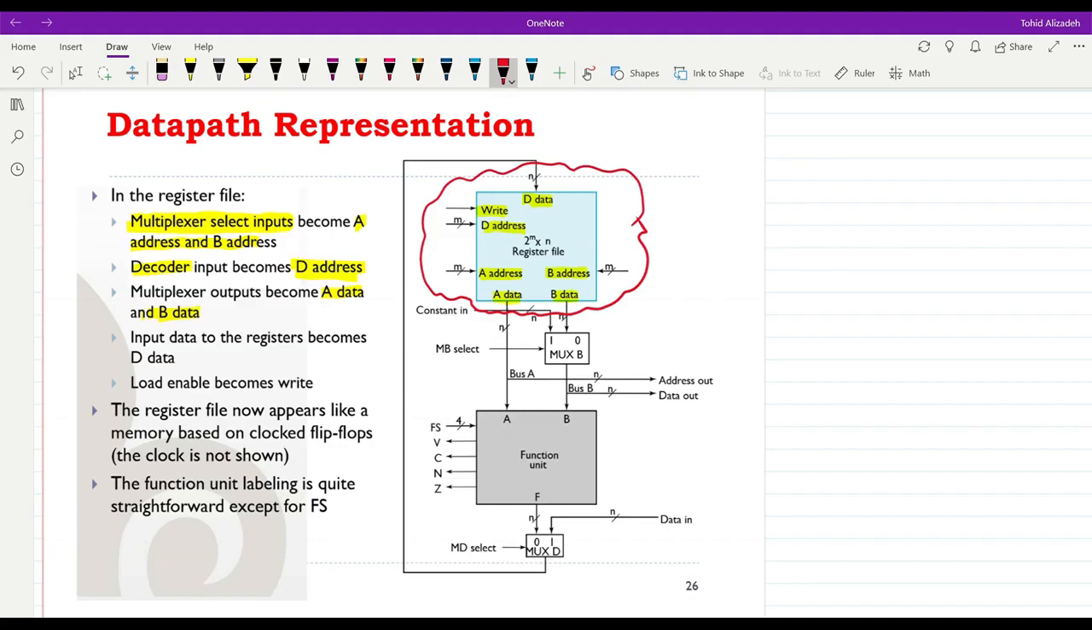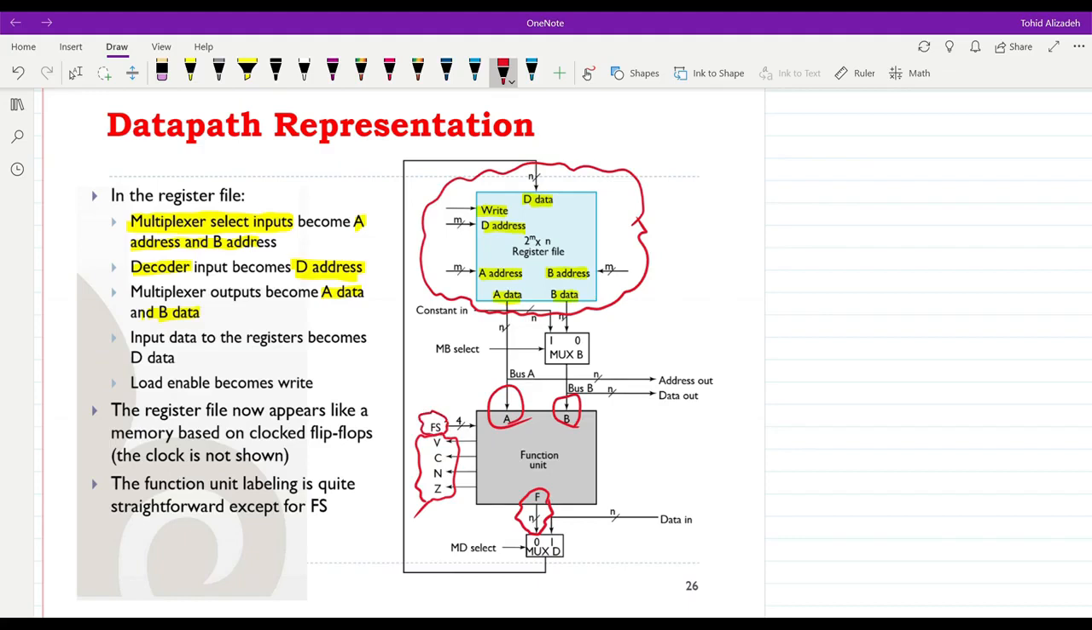And the function unit that we have here, which is composed mainly of the ALU plus the shifter and the other components, is quite straightforward. We know the internal structure and also the status bits that we get out of it, the data F that we take from the function unit, and the inputs A and B. But FS right now is not clear.